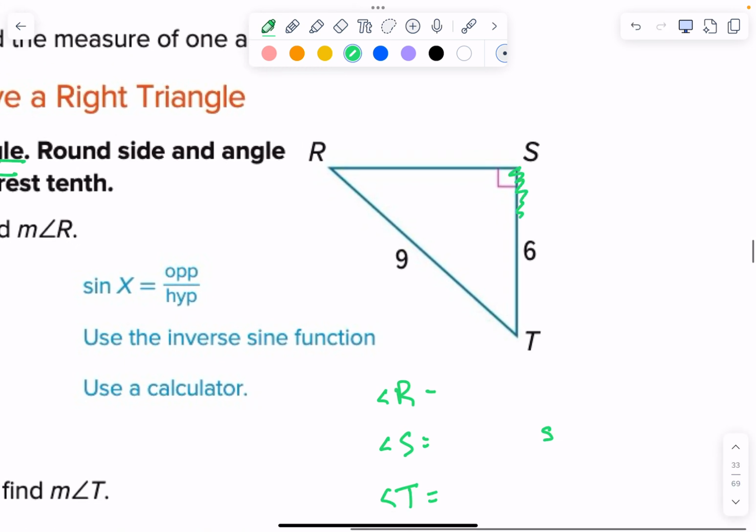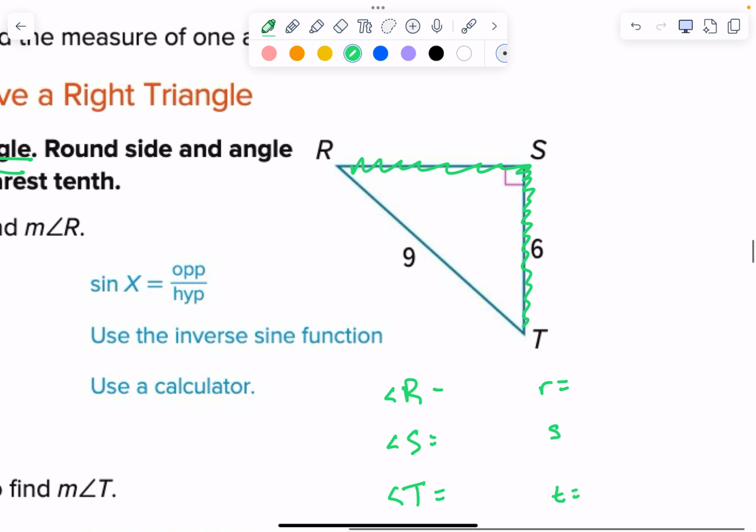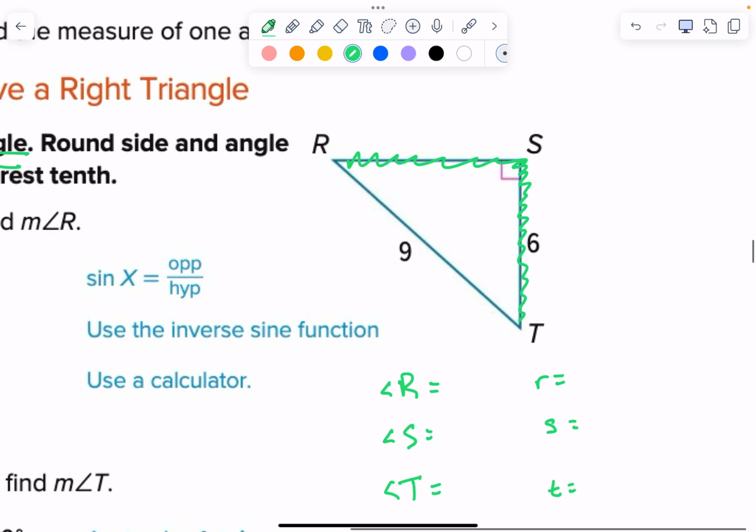What is this side called? Little r. And then this side is called little t. So I have to solve all 6 things. Some of them I already know. I already know 3 pieces of information.